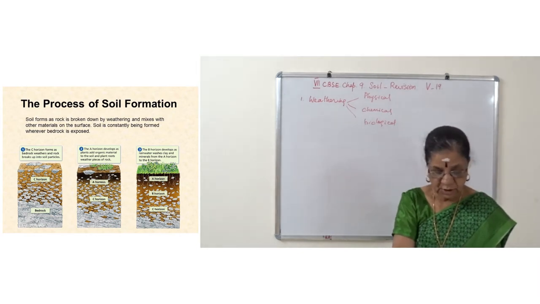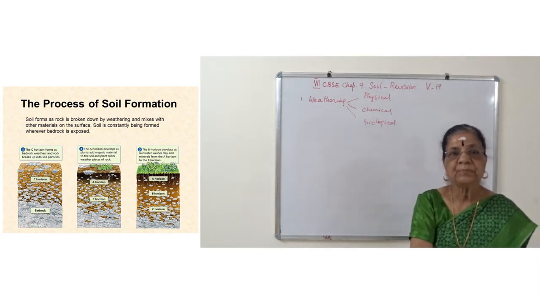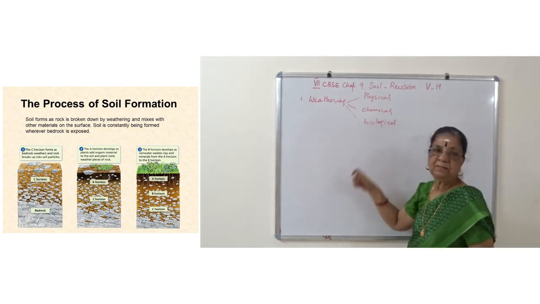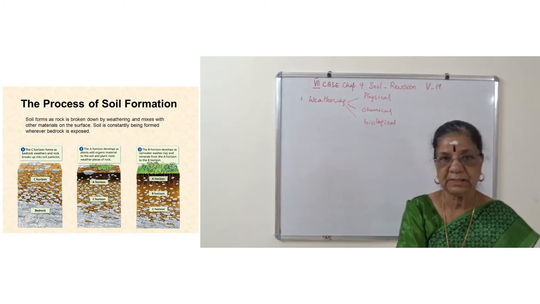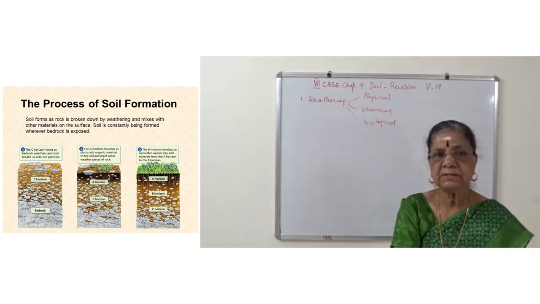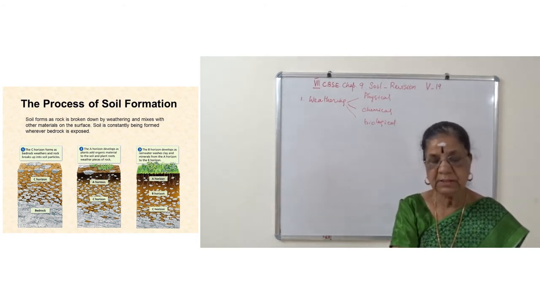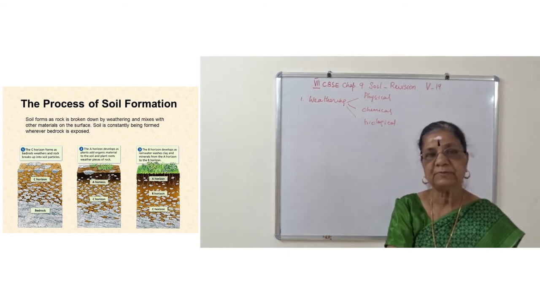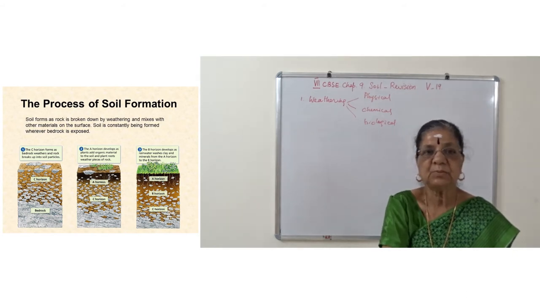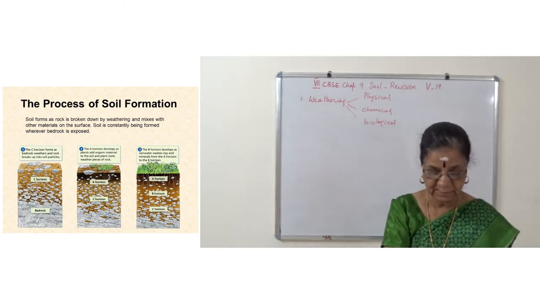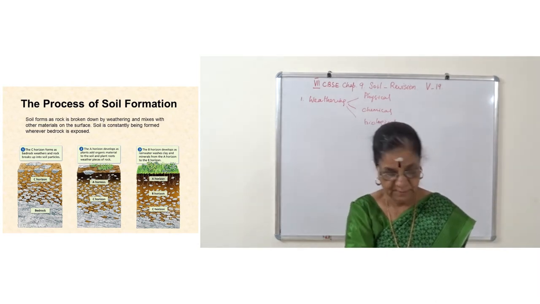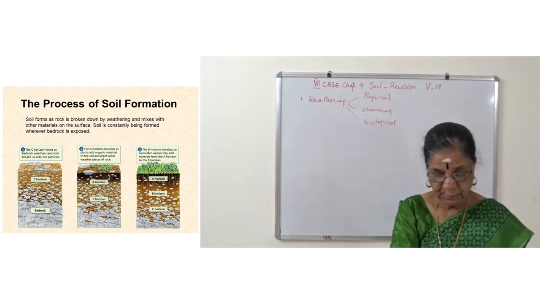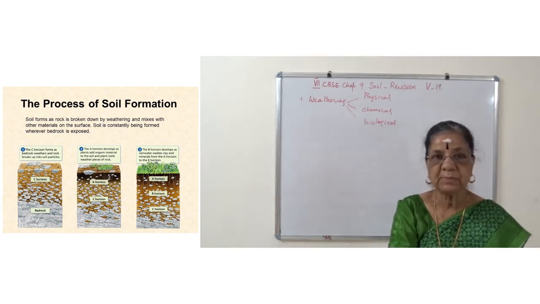The weathering of rocks can be caused by physical, chemical, and biological methods. First, the physical method. It is caused by wind, rain, and waves. When floods come in a river, the soil is washed away. That is a physical method. Wind, rain, floods, and waves beat upon rocks and break them down.